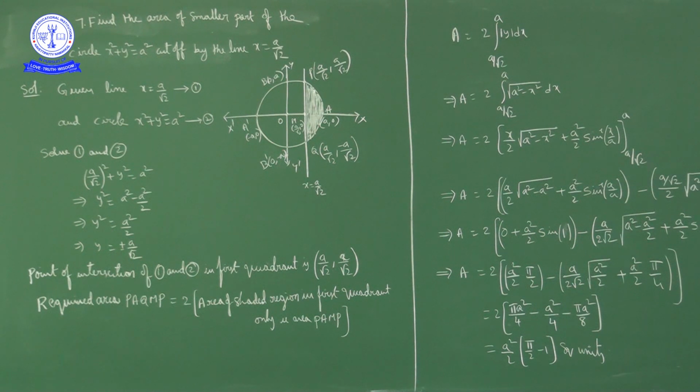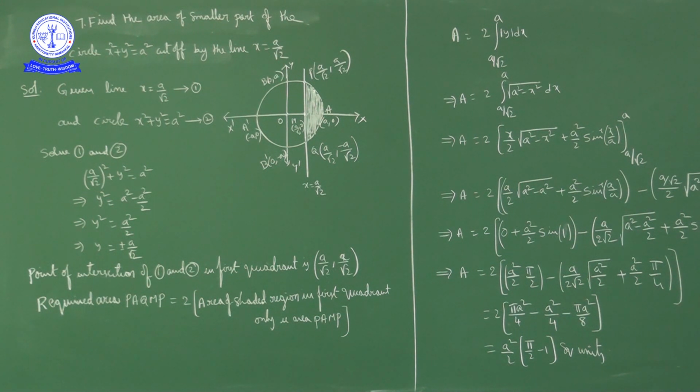Okay, modulus of y dx, because anyhow we are considering the first quadrant, y is positive. So y is equal to what we can write here? From the circle, y square is equal to a square minus x square, y is equal to plus or minus square root of a square minus x square. Because we are considering the first quadrant, y is positive, that is y is equal to square root of a square minus x square. So area is equal to 2 times the integral from a upon root 2 to a of square root of a square minus x square dx.